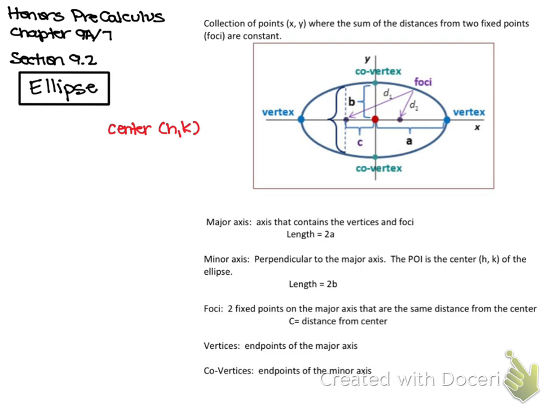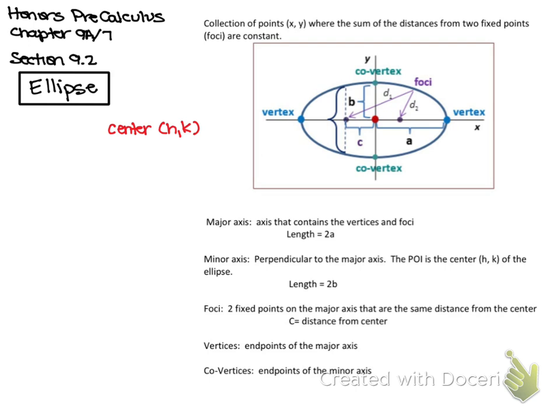Then we have our co-vertex or co-vertices. This is how much it's stretched in the other direction. So if we were already stretched major in the x direction, then it would be minor in the y direction. Each vertex and co-vertex is a location, a point on the actual ellipse itself.